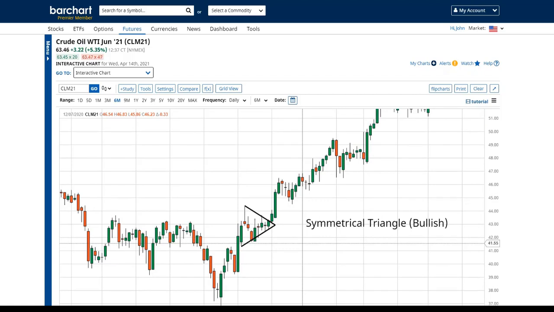The formation itself, or the pattern, is a series of higher lows and lower highs of equal inclination. In other words, converging trend lines. And then when price breaks out above or below, right, symmetrical triangles can go both ways. That would be a signal of a new trend if we had been in sideways action, or a continuation of our higher time frame trend.